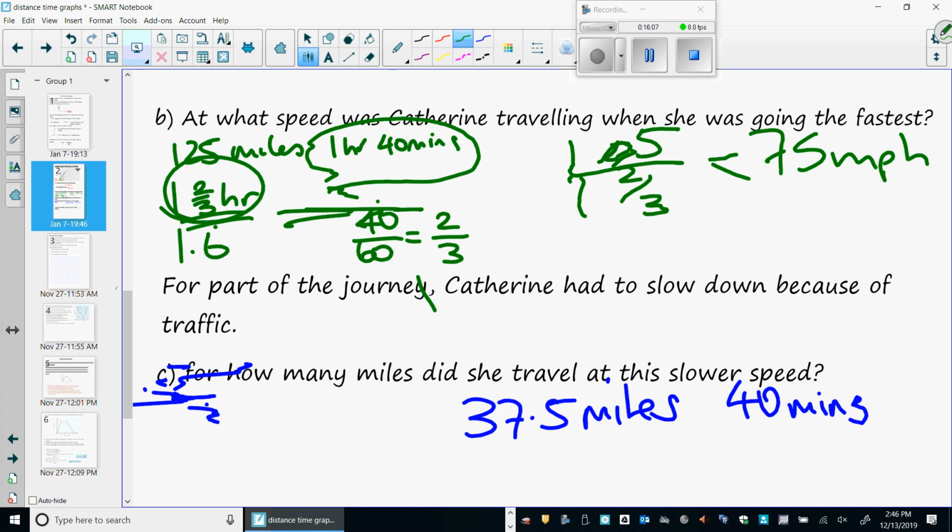But we all need to make sure that we can use our calculators properly. How do you do 1 and 2/3 on your calculator? Open up a bracket. So this one we need to change both. We need to change this one here to be hours as well. 2/3 of an hour. Good. So we would divide it by 60. So we're going to have 37.5 divided by 2/3.